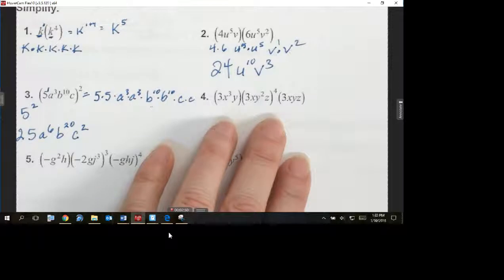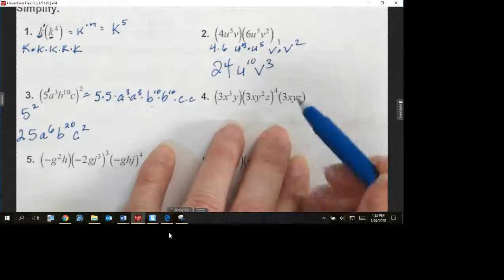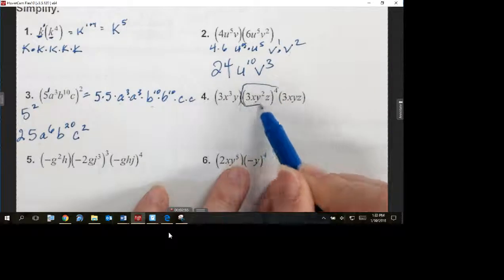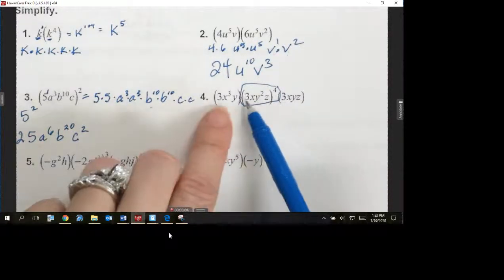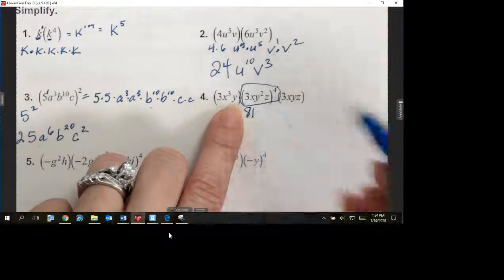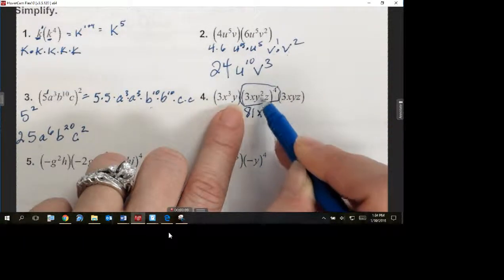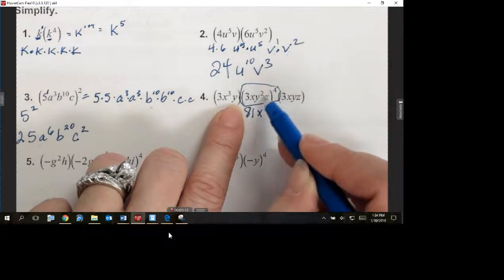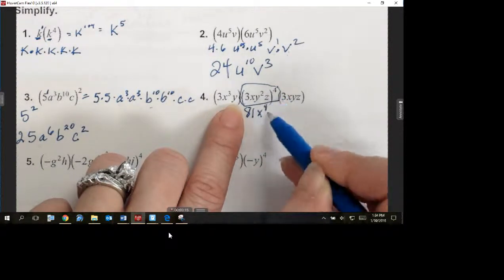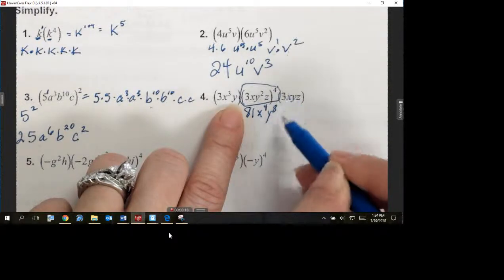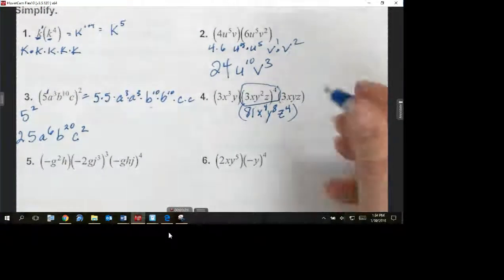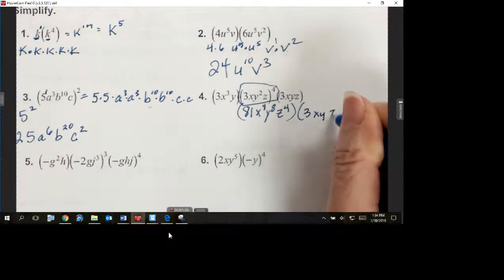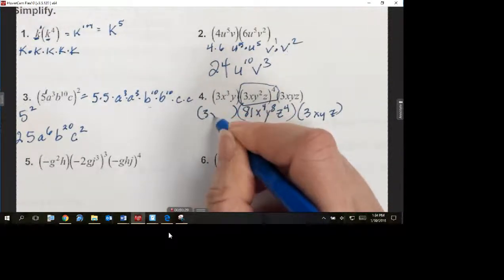The next one started getting harder because you have to think order of operations. And order of operations says we do exponents before we multiply. So the first thing I have to do is this 4th power to the middle parenthesis. So I have to do 3 to the 4th, which is 81. I have to do x to the 4th. I have to do y squared to the 4th, and what do I do to the exponents? Multiply them. So y to the 8th. And then I do z to the 4th. That is now my new middle parenthesis, which is being multiplied by 3xyz, and is being multiplied by 3x cubed y.